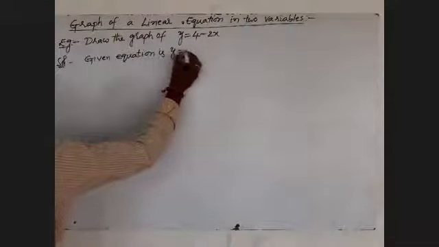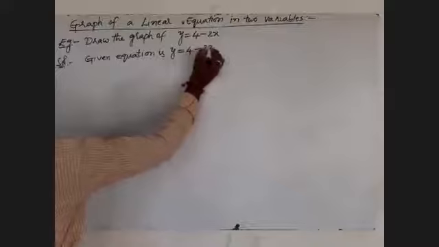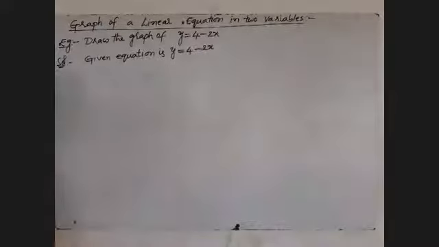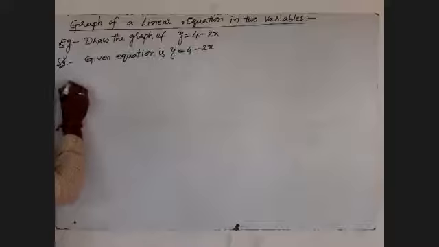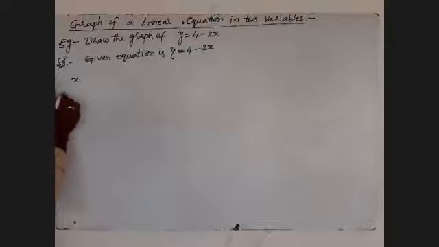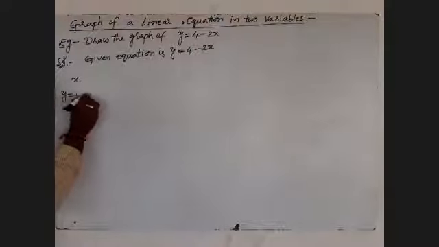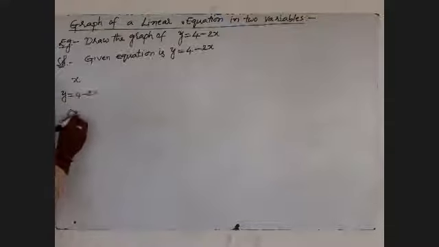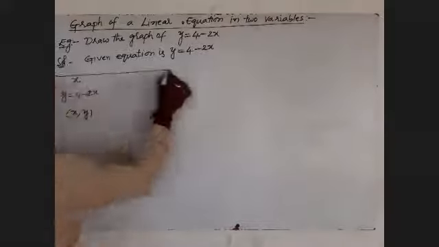y is equal to 4 minus 2x. I will take the variables x and y. First, we will take some values of x, where y will become 4 minus 2x. After that, we will write the ordered pair x comma y. We will observe this one.